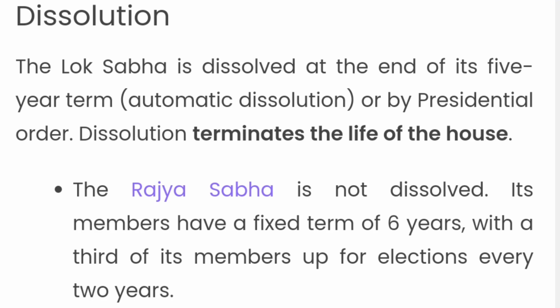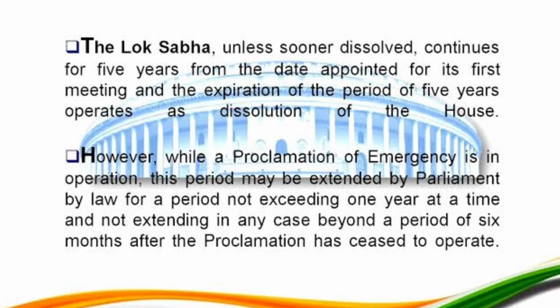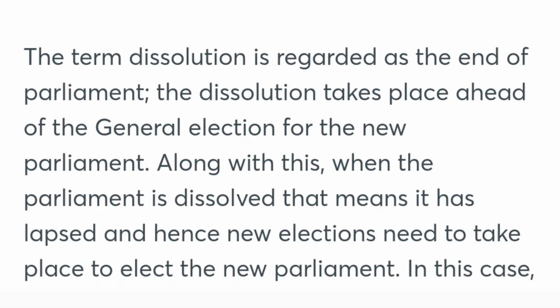Dissolution of Lok Sabha may take place in either of two ways: 1. Automatic dissolution on the expiry of the 5-year term or during national emergency. 2. Whenever the President decides to dissolve the House in case of failure to prove the majority in Lok Sabha before the end of the 5-year term.